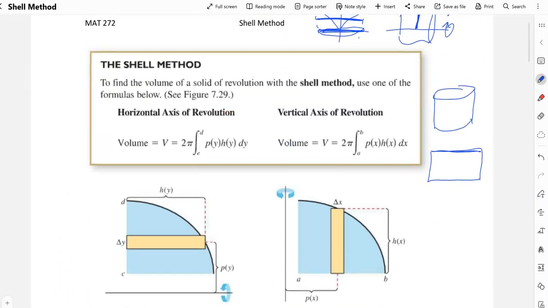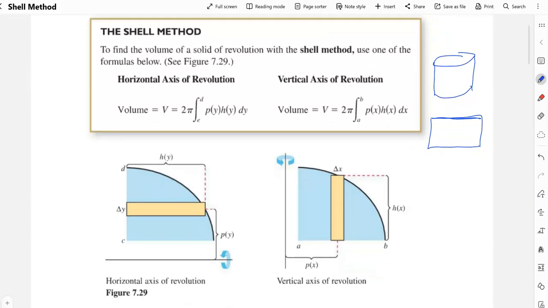So if we have a vertical axis of revolution, like if we're revolving about the y-axis, we're thinking about everything in terms of x. So that distance from the axis of revolution to a representative rectangle is going to be a variable distance. That's important to note. So this is going to be in terms of x, and then we have a height that's going to be variable also. That's going to depend in this picture on whatever that function is.